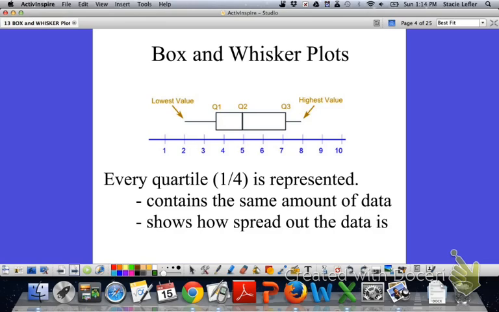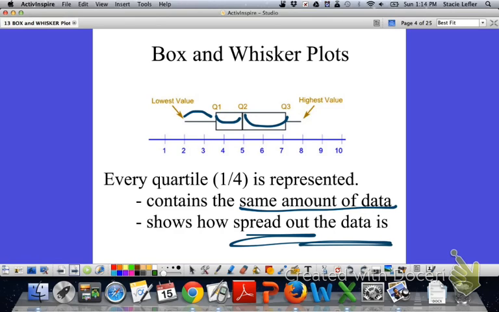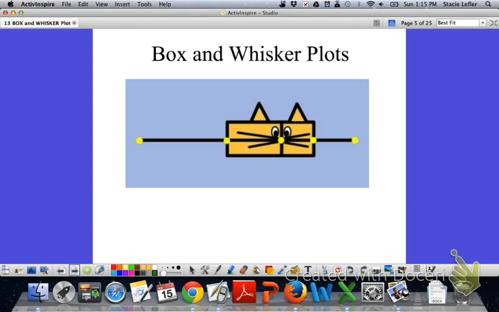In a box and whisker plot, all the data is represented and split into quartiles, or fourths, and each quartile actually represents the same amount of data, and it just shows how spread out the data is. Cute, huh? Box and whisker.